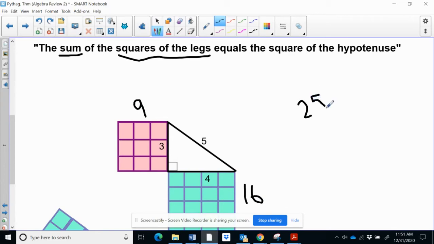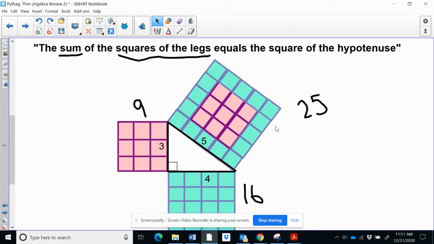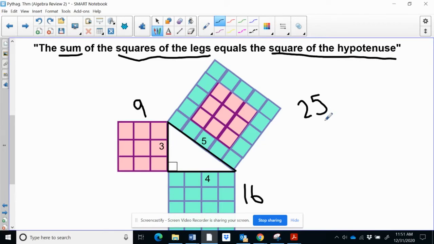25. So the question is, can you make a square out of 25 little squares? And it just so happens you can, because 25 is a perfect square. So I could make a square out of these 25 squares. You can see that you could cut these apart and put them together in any kind of order, but this was just the easiest way to do it digitally. The 9 squares from the 3 side are in the middle, and then I just outlined it with these 16 green squares to make a big square that's 5 by 5. And that's what it means, that the sum of the squares of the legs equals the square of the hypotenuse, right? 25 is the square of the hypotenuse.